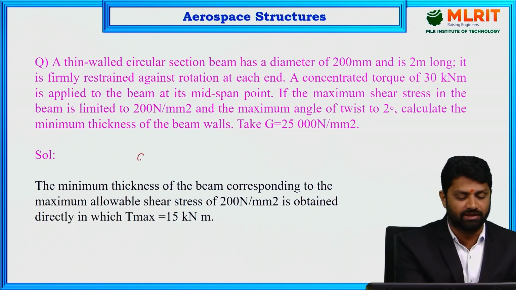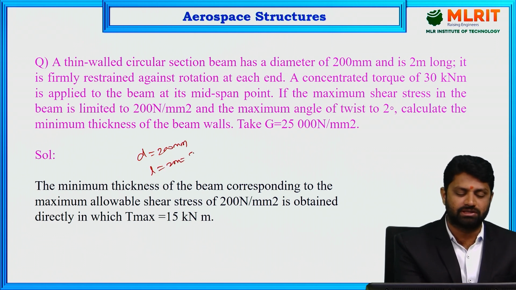First of all, he has given the diameter, that is equal to 200 mm, and then the length is also given, 2 meters. Again, you need to convert this into mm, so this will become 2000 mm. And then he has mentioned that it is firmly restrained against rotation, that means both the ends are fixed. And he mentioned that a concentrated torque of 30 kilonewton meter is applied to the beam at its mid-span.